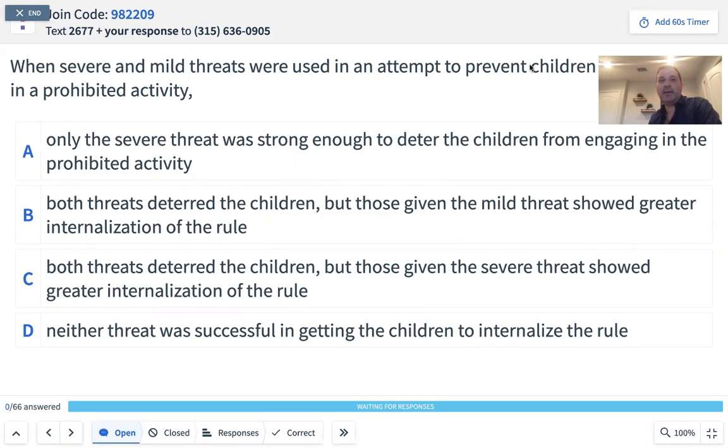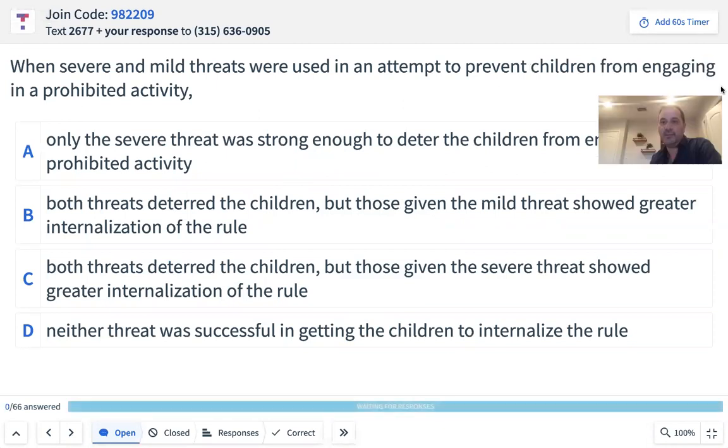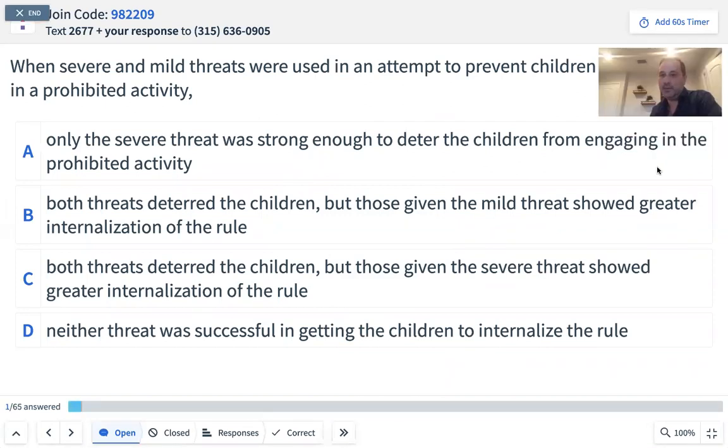Question 2, when severe and mild threats were used in an attempt to prevent children from engaging in a prohibited activity, which of the following happened? A, only the severe threat was strong enough to deter the children from engaging in the prohibited activity. And just in case you don't know, deter, deterring, deterred, that means preventing them from engaging in the activity. B, both threats deterred the children, but those given the mild threat showed greater internalization of the rule. C, both threats deterred the children, but those given the severe threat showed greater internalization of the rule. Or D, neither threat was successful in getting the children to internalize the rule.